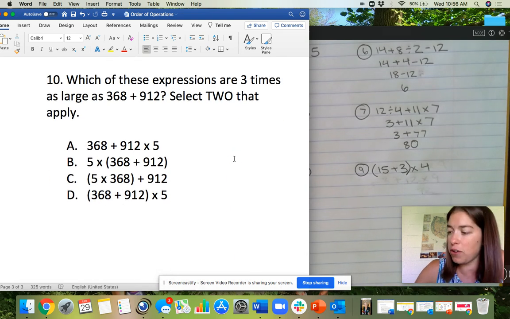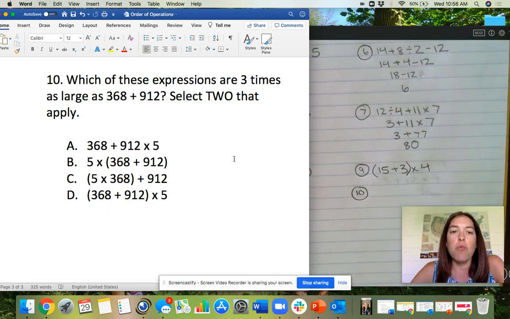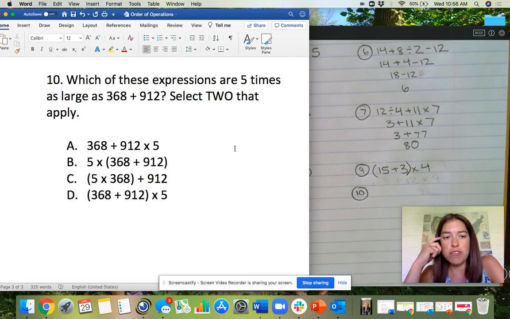All right, question number 10. This looks a lot like the bonus you had the other day. Which of these expressions are 5 times as large as 368 plus 912? Select 2 that apply. All right, using what you know about order of operations and parentheses, I want you to try this one on your own. Which of these are going to give you 5 times as large as 368 plus 912?